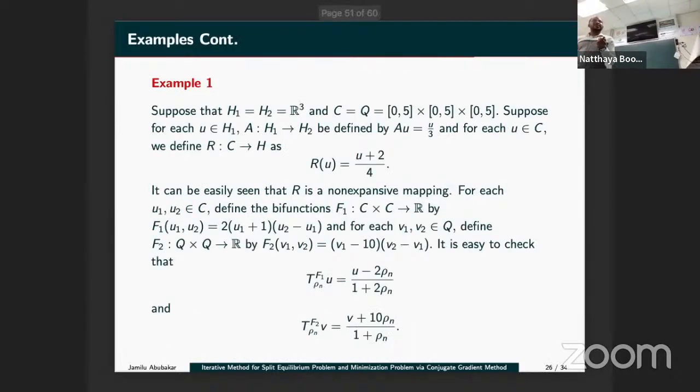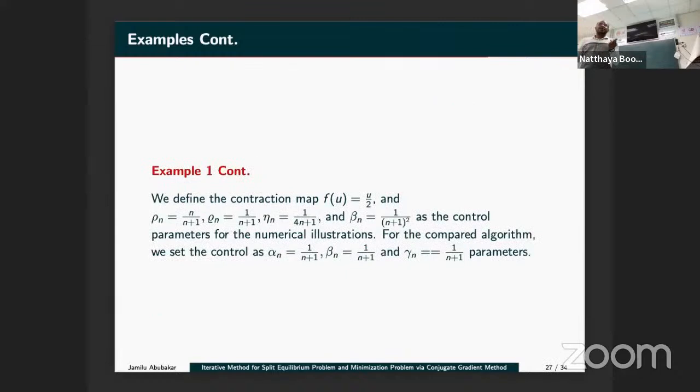In the next example, we take R3. This is also a simple example in R3 where we define C and Q, we take them to be this, and we take R to be this. So with this definition, if we define the bifunctions here to be this and this, we can get those operators T_F1 given by this and T_F2 given by this. And for the illustration here, we set the control parameters to be these sequences. These are simple sequences that satisfy all the conditions in our main result.